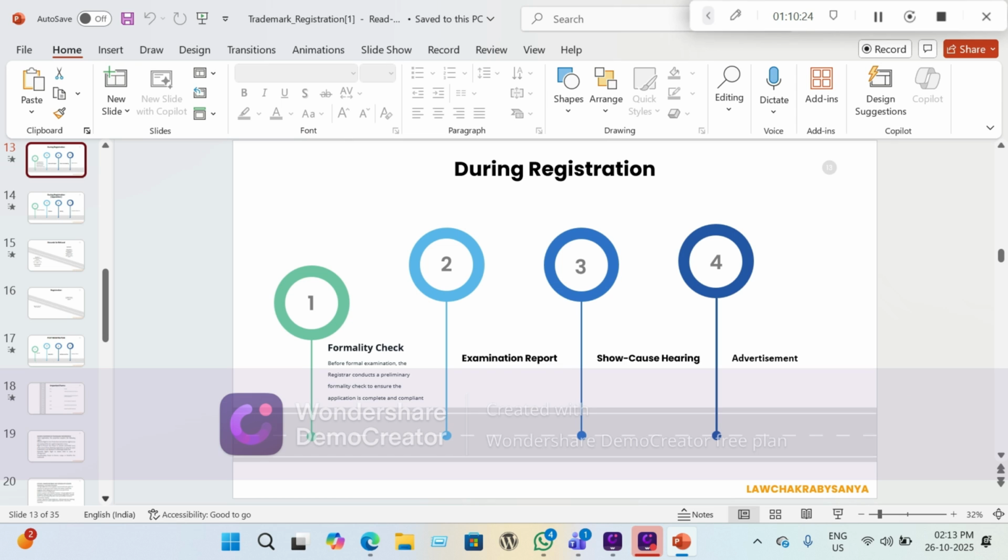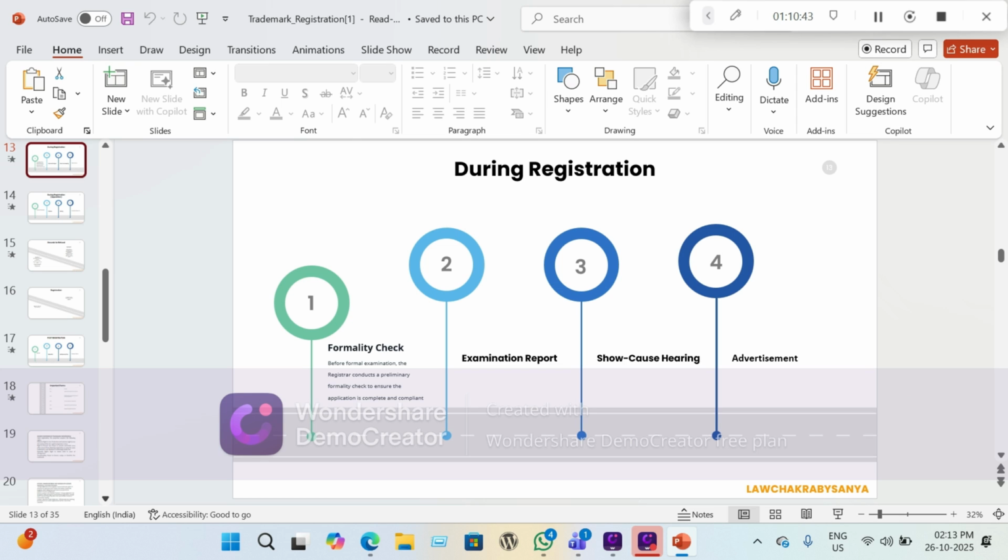So once you have filed and the application has gone, you'll get a formality check pass or a formality check fail. Formality check is basically to see if your documents are in order, if the names and all the details that are required are there or not. If they're in order, you'll get a formality check pass.